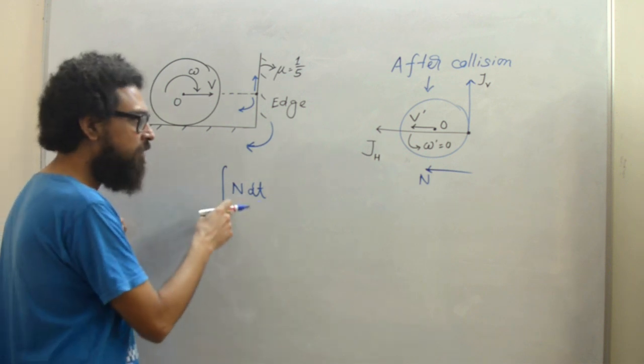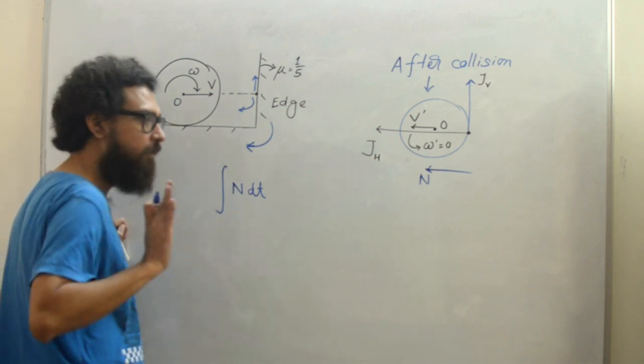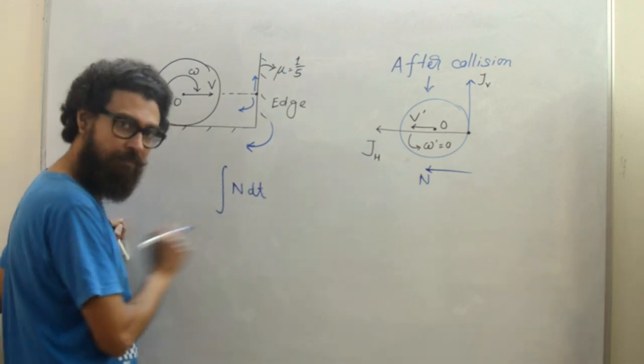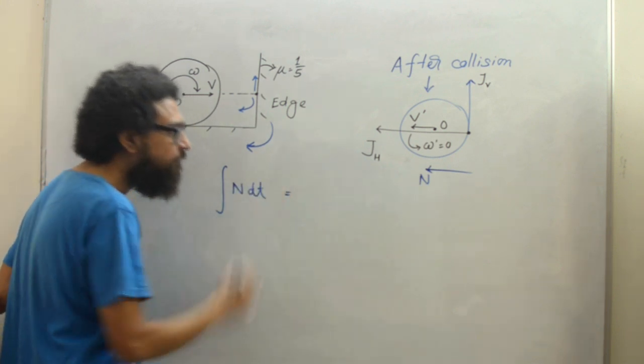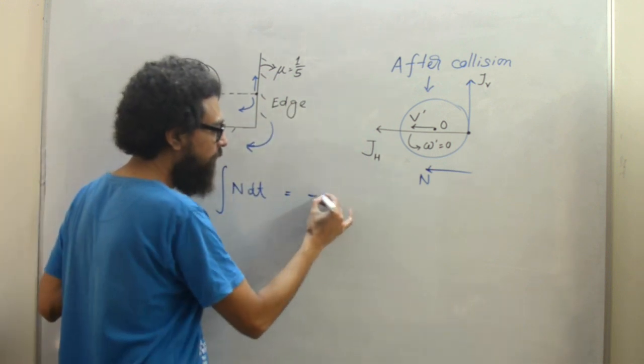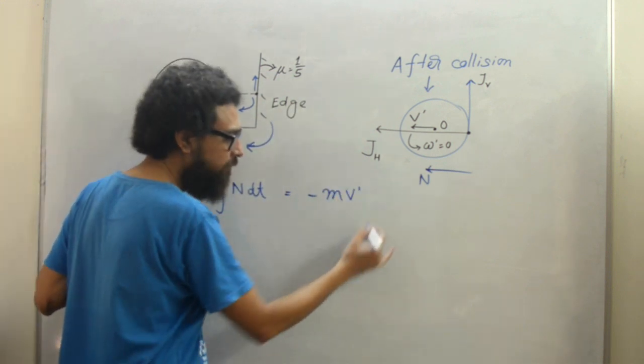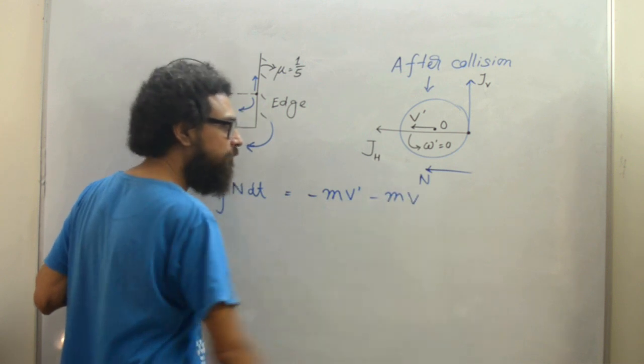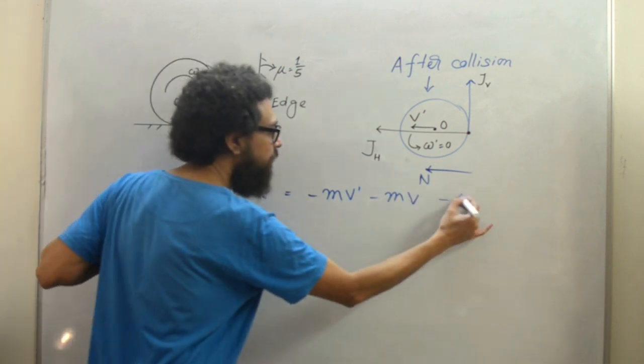So N dt, a large force acting for a small duration of time. The impact goes and back like that. This side is negative, that is positive, you know. So minus mv dash minus mv. Fine, this is equation 1.